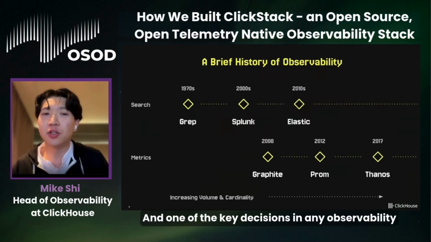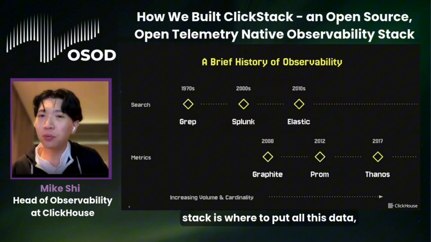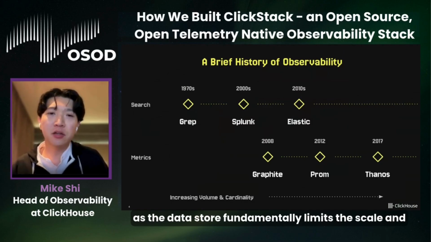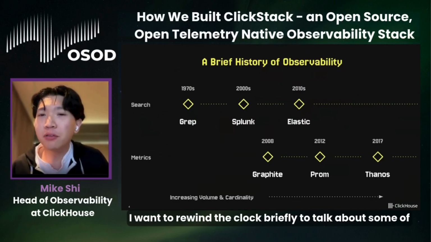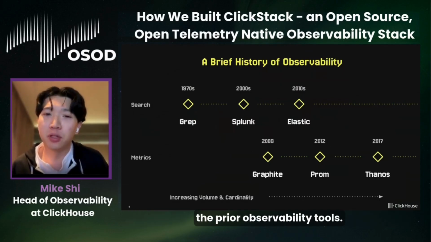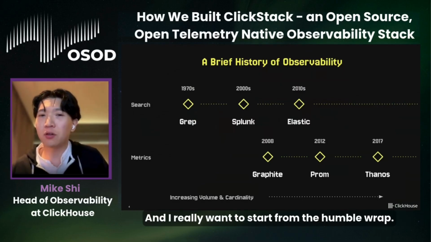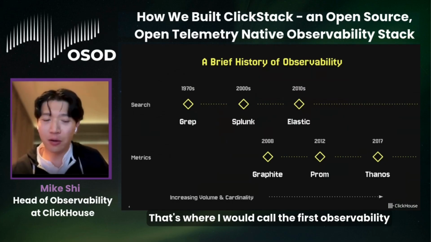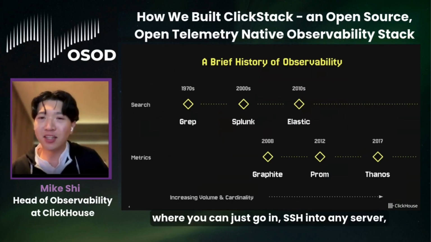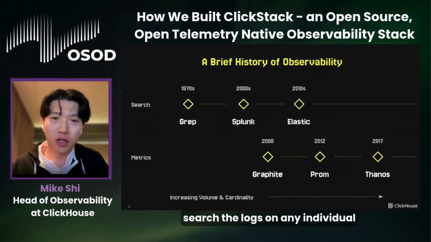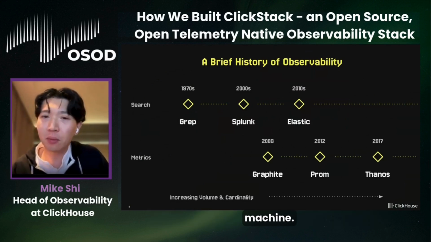One of the key decisions in any observability stack is where to put all this data, as the data store fundamentally limits the scale and types of problems you can answer. And for that, I want to rewind the clock briefly to talk about some of the prior observability tools. I really want to start from the humble grep. That's what I would call the first observability tool, where you can just SSH into any server and search the logs on any individual machine.